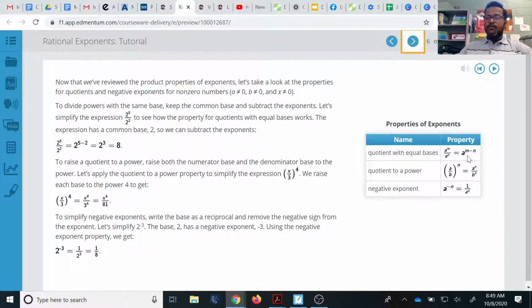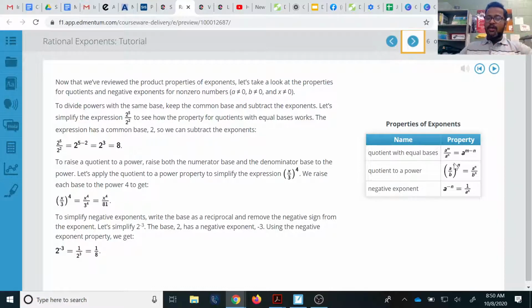Now, if there is a division of two exponents, a to the mth power over a to the nth power with the same base, you subtract the powers. Over here, there's an example, 2 to the fifth power over 2 squared equals 5 minus 2, right? You subtract the powers. So that's 2 cubed, which equals 8. That's how you do the quotient.